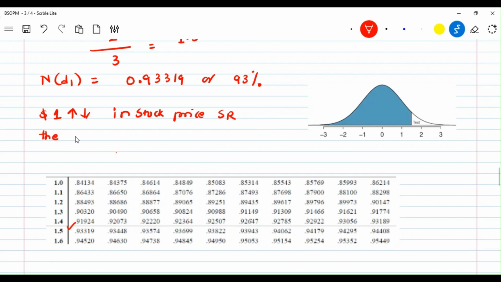So let me complete this. The value of the option will also go up or down by 0.93 cents, right? So just in one liner, what do I want to say? That higher sigma makes your D1 go up, and the higher the sigma, the more valuable your call option becomes, right? So in one liner, the more volatile the underlying asset is, the more valuable your option will be.